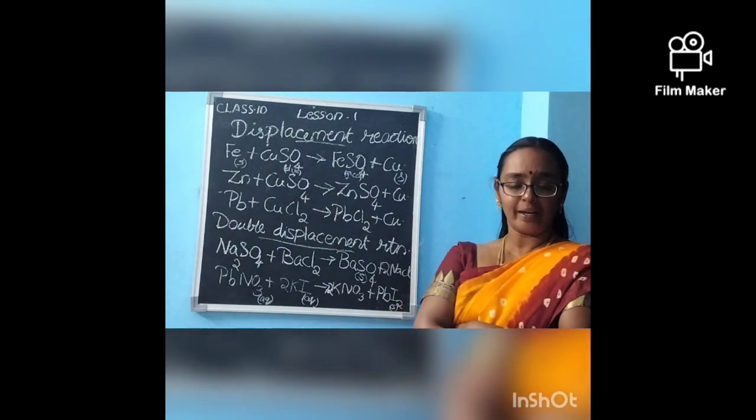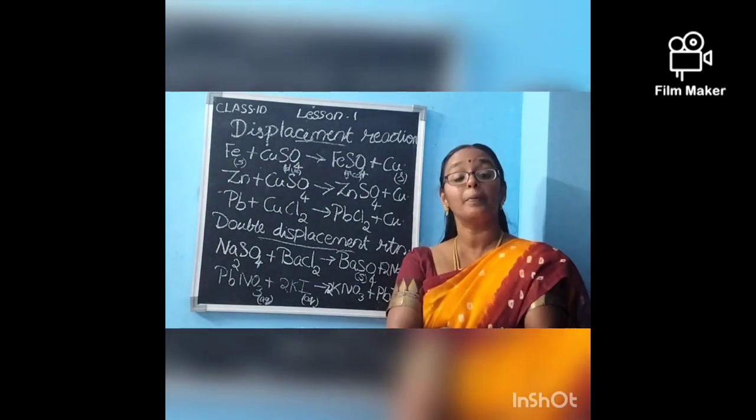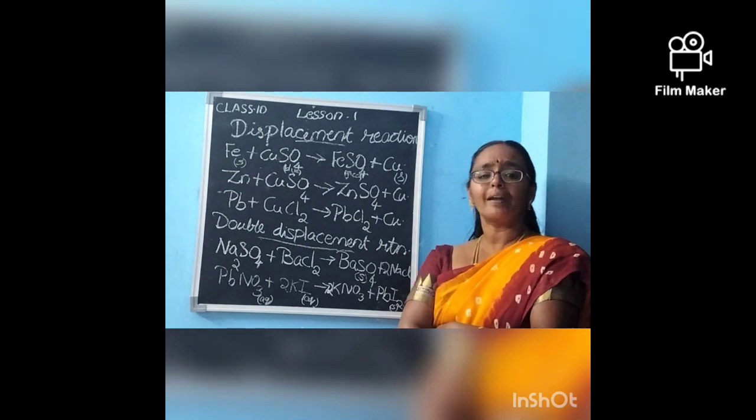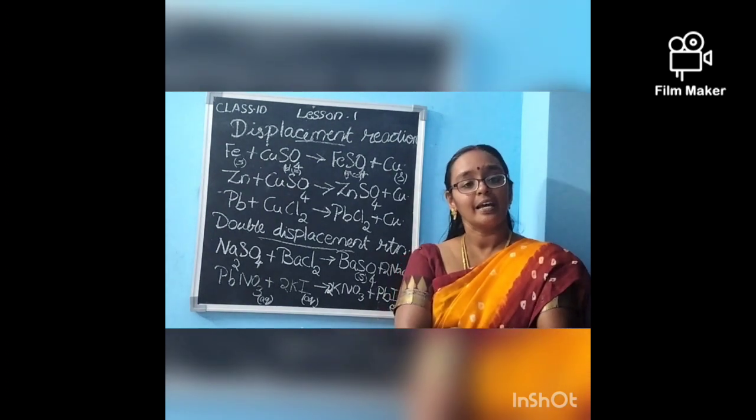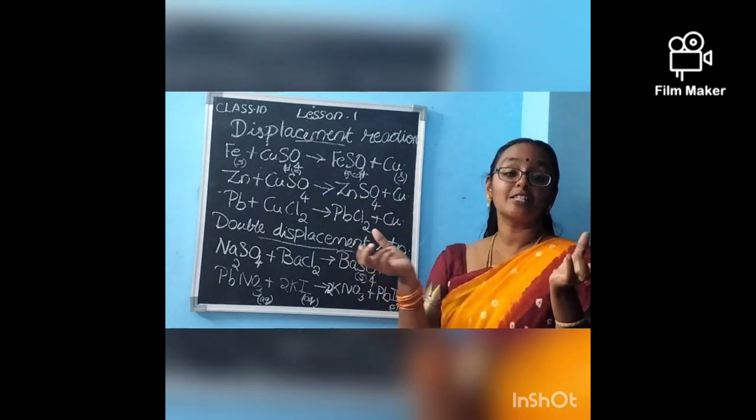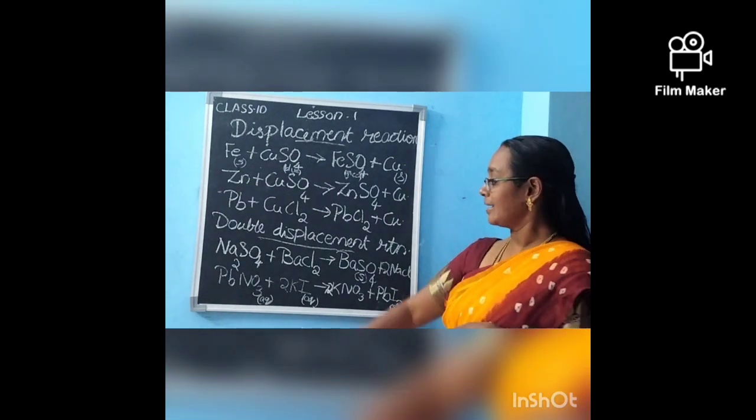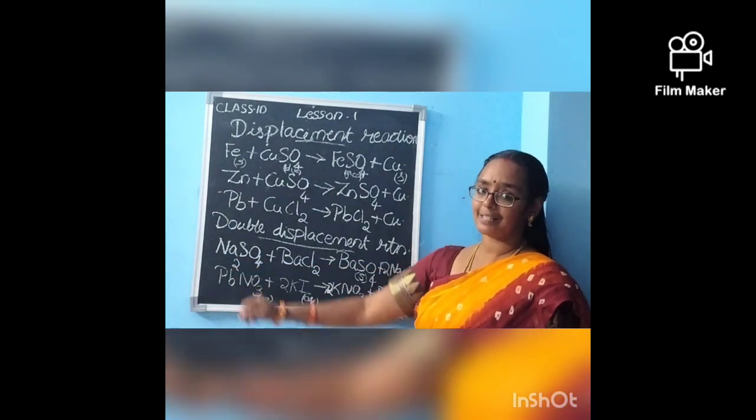Now we are moving to the next thing, that is double displacement reaction. What is this double displacement reaction? In two areas displacement is happening. Okay, see, from the example itself you will come to know.